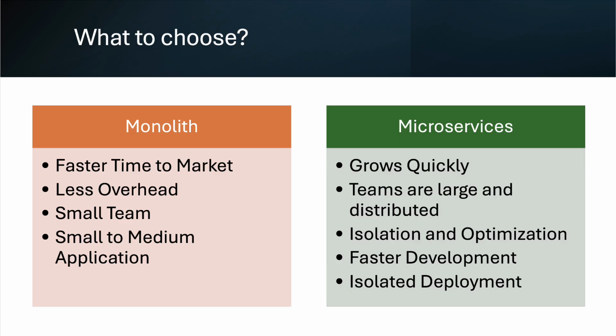Also, if your team is large and distributed, microservices can help keep things organized by giving teams ownership over different services. Remember, there's no one-size-fits-all answer. Many successful companies start with a monolith and then move to microservices when the need arises. The key is to understand the trade-offs and choose the architecture that fits your current goals and resources.